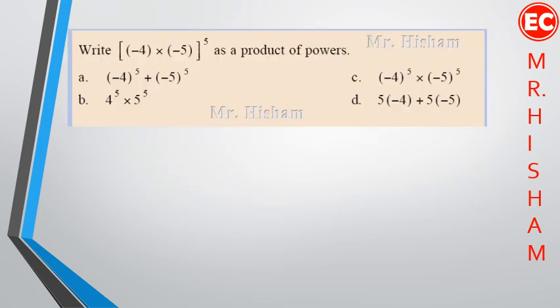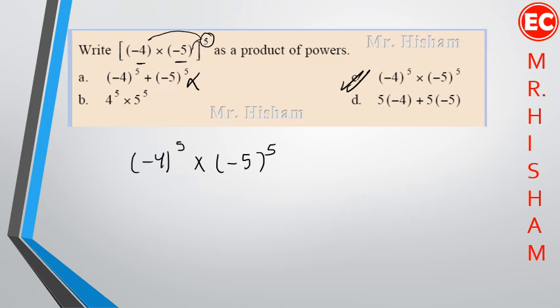Regarding this one, I have negative 4 multiply negative 5 all to the power of 5, which I can distribute the power. So it can be written as negative 4 power 5 multiply negative 5 to the power of 5. So the right answer is C. Cannot be added, so it's not A. Power odd cannot change the base sign, and it cannot be multiplied.